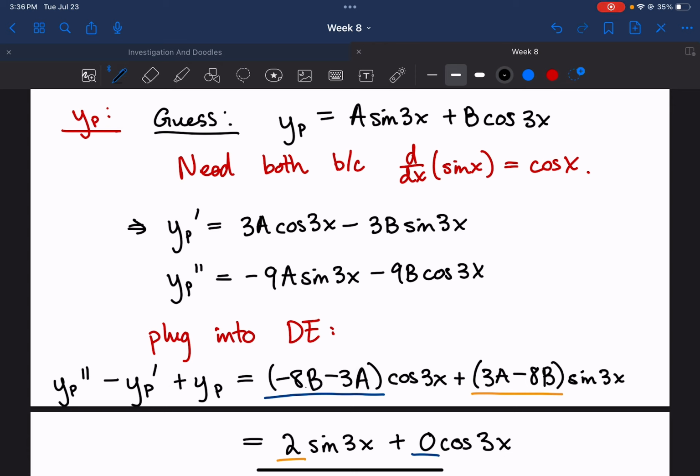And then for the sine term, I got a negative 9a, I've got a minus plus 3b, and then I've got a plus a. So that should be negative 8a plus 3b. Okay, so I swapped my a's and b's, it looks like. It happens.